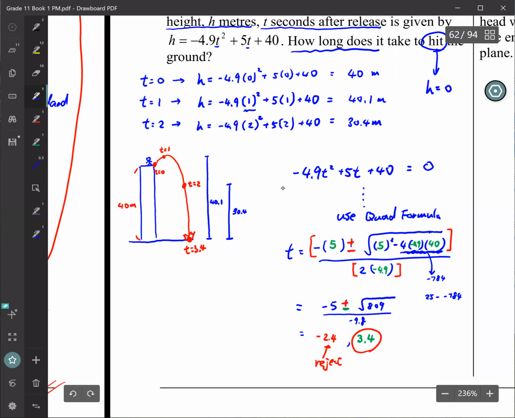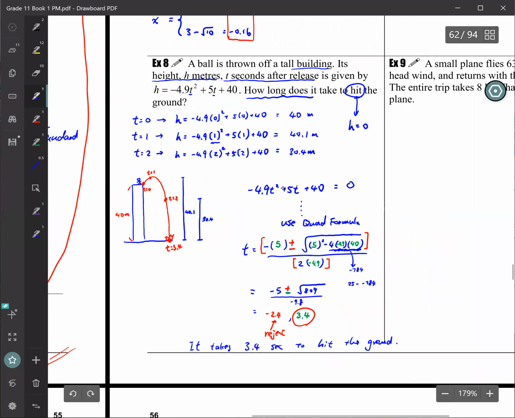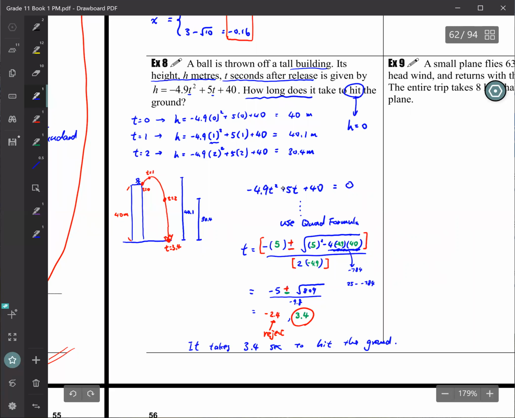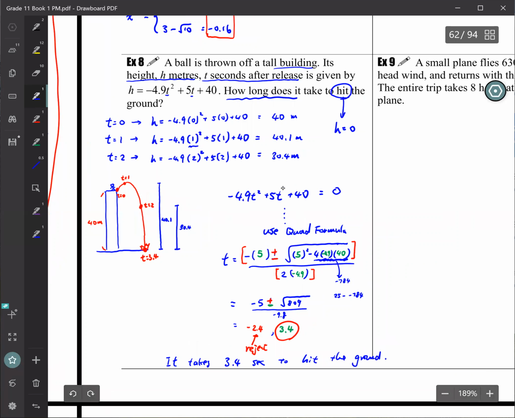So at the end, you need to always write a sentence. You can say it takes 3.4 seconds to hit the ground. Okay, so this is one of the many applications for the quadratic formula. For anything throwing an object, it's always quadratic. And then you can use the quadratic formula to solve for the time. If no questions, let's look at another application.